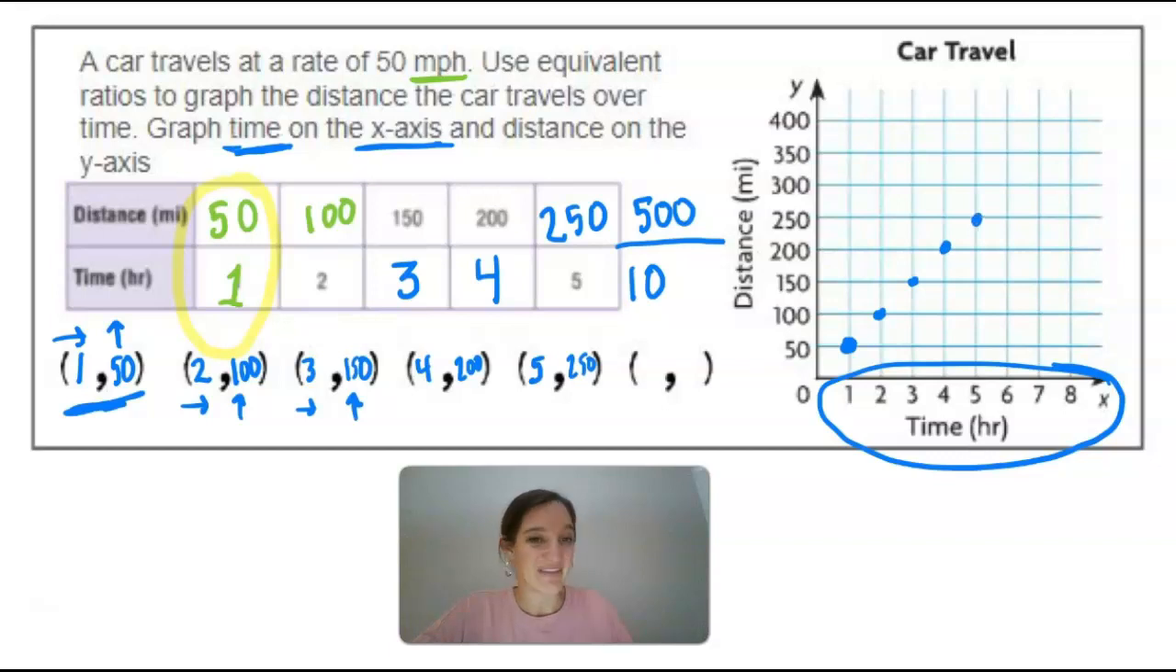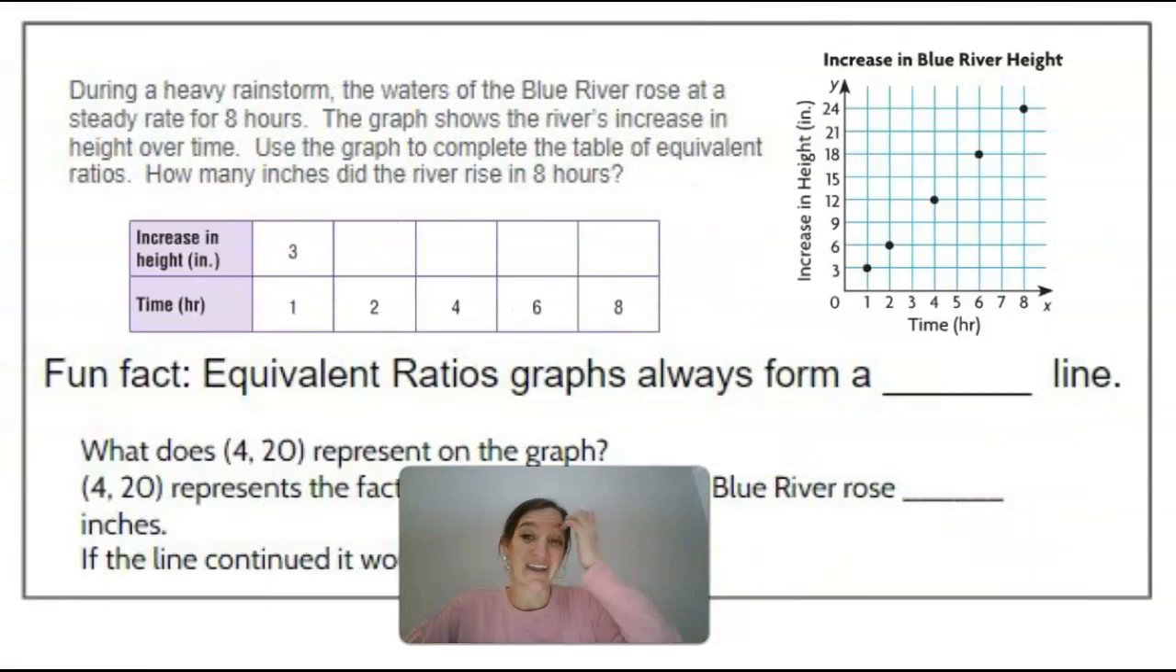And the very last thing we'll do is we're going to connect these dots. And we're also going to have a little arrow at the end. Why the arrow? Well, because the car doesn't necessarily stop after 5 hours, right? The car could continue going and continue gaining 50 miles every hour. So that's what the arrow shows us. Hey, this could continue on. All right, there you go. We just took a ratio, created a table, and then used that table to put it into a graph. Kind of fun, huh? Well, let's do another problem.